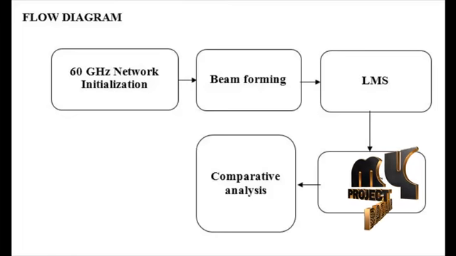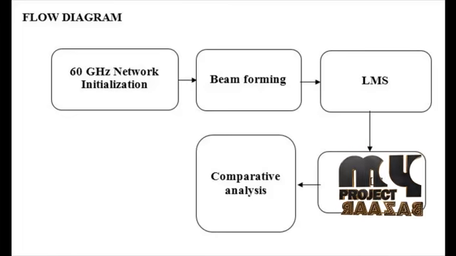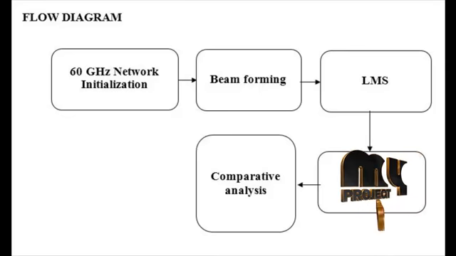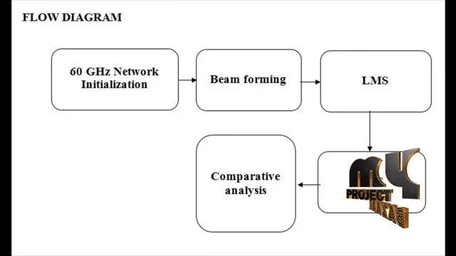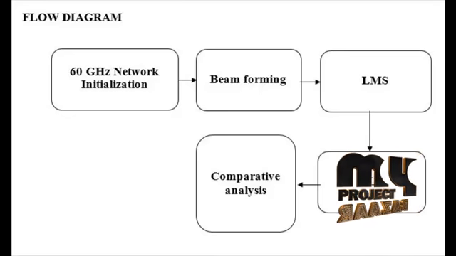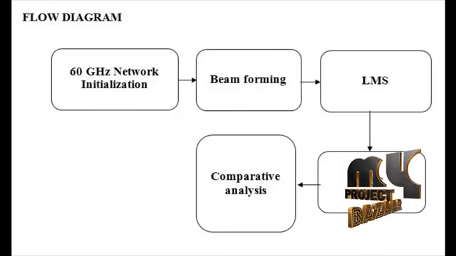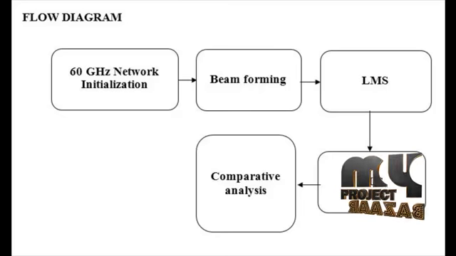Next, this is the system architecture of our proposed system. Our system architecture consists of 5 modules: 60 GHz network initialization, beamforming, LMS algorithm, recursive least square algorithm, and the comparative analysis of both these algorithms.